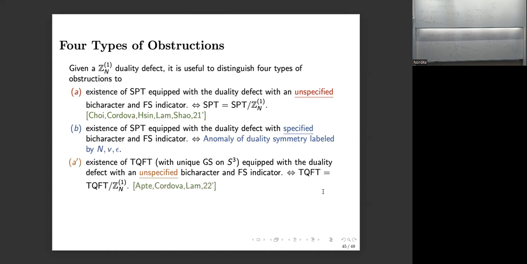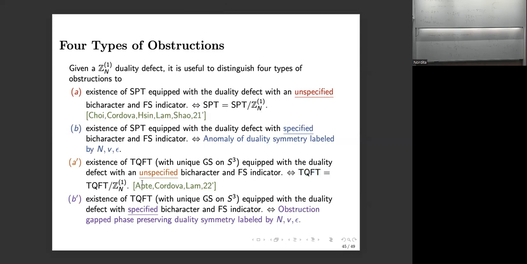And the third question you can ask is whether there exists a TQFT, not just a SPT, with unique ground state on S3, which means that the duality defect is not spontaneously broken, equipped with the duality defect with the unspecified bicharacter and the Frobenius-Schur indicator. In other words, this is related to a statement that the TQFT is invariant under gauging ZN for some way of gauging the ZN. And this question has been studied in the paper by Anuj, Clay, and Hotat last year.